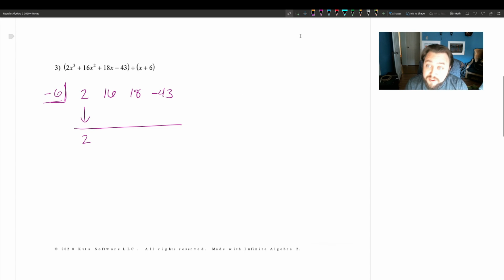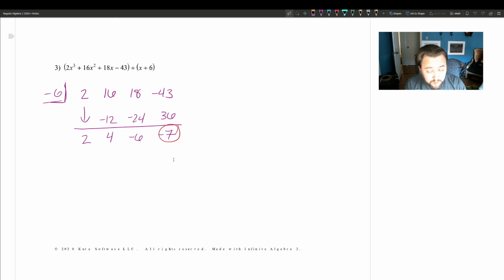Okay, so negative 6 times 2, that'll be negative 12. And 16 plus negative 12 is going to give us a 4. Negative 6 times 4 will be negative 24. And 18 plus negative 24 is going to give us a negative 6. Negative 6 times negative 6 will be a positive 36. And negative 43 plus 36 is going to give us a negative 7. That last number, as usual, is going to be our remainder.